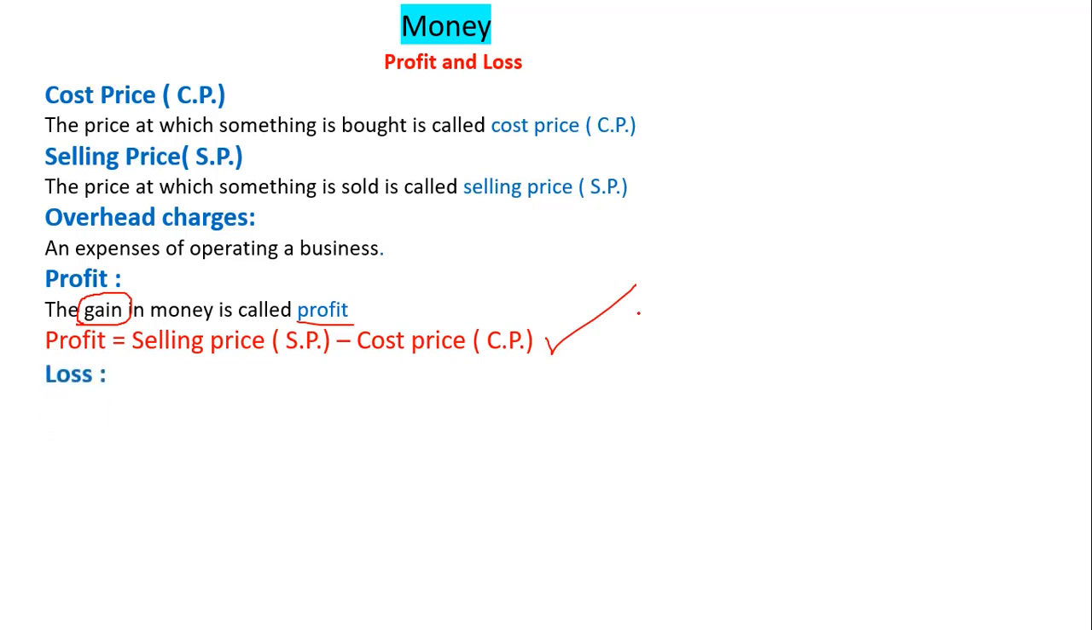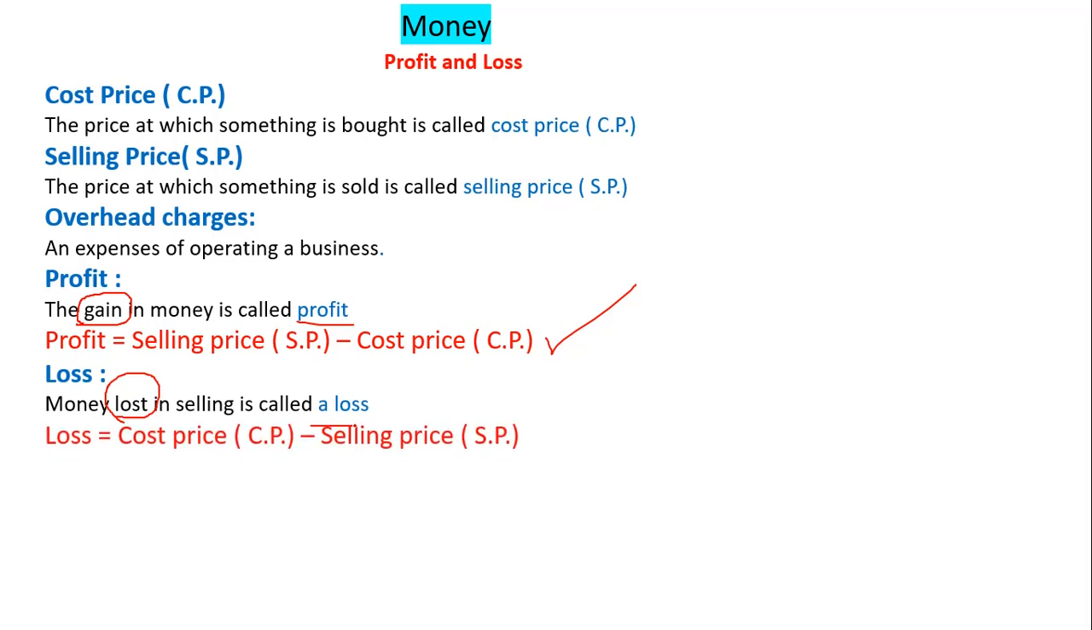Second, we have the loss. Money lost in selling. If we lose money by selling some things, that amount will be called the loss. To calculate loss, we'll use the formula: loss equals cost price minus selling price. These are the two most important formulas. One is the profit formula, another one is the loss formula.